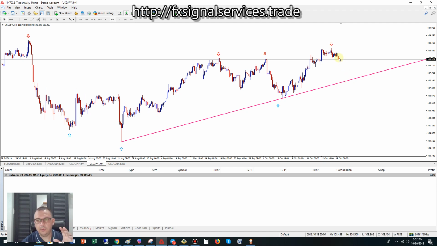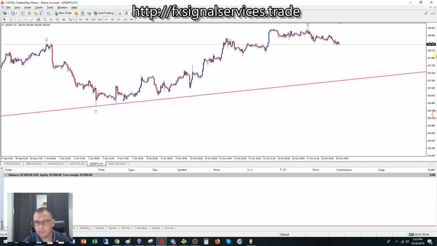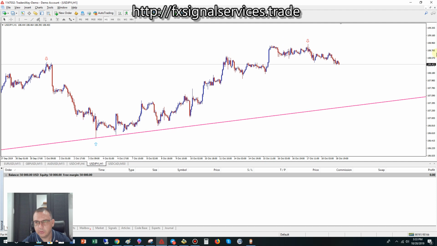So what you can do for this pair is in the beginning of the week, you could technically sell, catch a few hundred pips, and then once you hit a level of support on the 1 hour, I would stick to the 1 hour, wait for a blue arrow to form, up arrow, then close the trade, and then place another buy trade. All right, that way you can maximize your pips.